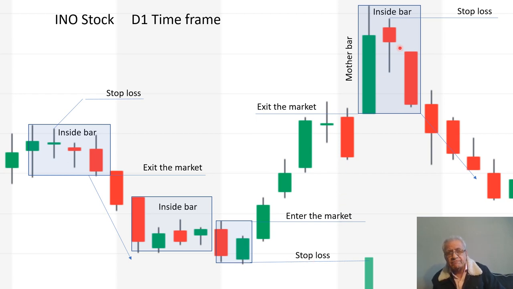And in this situation, the trend is going to go downward. So as soon as the price breaks the low of the mother bar, you see here, it broke the low. It comes lower. So you exit the market here and you put your stop loss at the high of the mother bar. That is the high of the mother bar. So you put your stop loss here. So this is how basically you enter and exit the market, which is so important for traders.